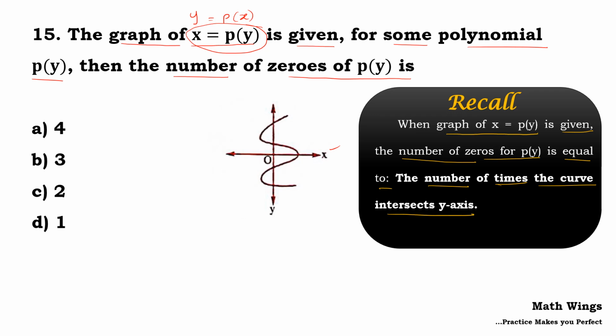So observe here, we have one point here, another intersecting point here, another here, again one more here. So how many do we have? We have 1, 2, 3 and 4. So therefore, what is the number of zeros for the given polynomial? It is answer A, 4.